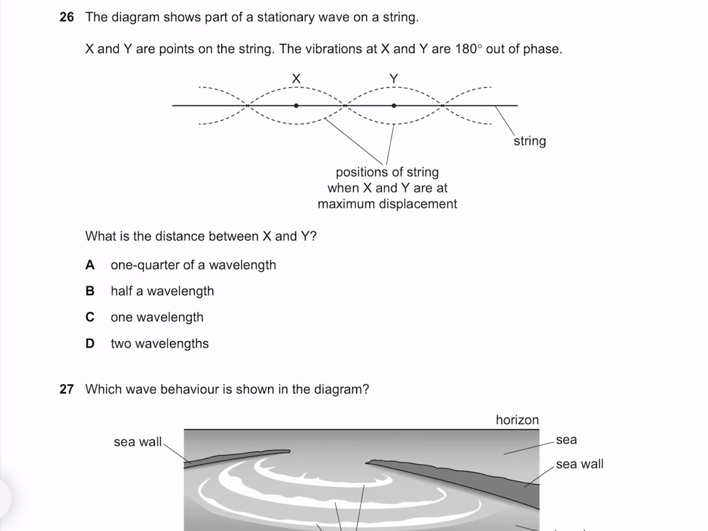The diagram shows part of a stationary wave on a string. X and Y are points on the string. The vibrations at X and Y are 180 degrees out of phase. What is the distance between X and Y? Our full wavelength is our peak to peak, and our distance between X and Y is precisely half of this. Our answer is therefore B.